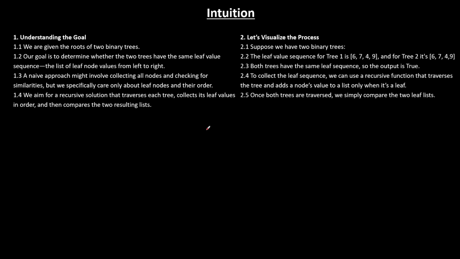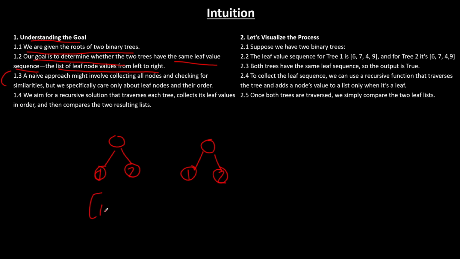To understand what the problem is asking, we should build up an intuition for the problem. Let's start by understanding the goal much more clearly. We are given roots of two binary trees, so let these be the binary trees. Our goal is to determine whether the two trees have the same leaf value sequence, the list of leaf node values from left to right. As you understood from the question, if this is 1 and 2 and this is also 1 and 2, the leaf node sequence from left to right for this tree is 1 and 2, and for this one also 1 and 2.